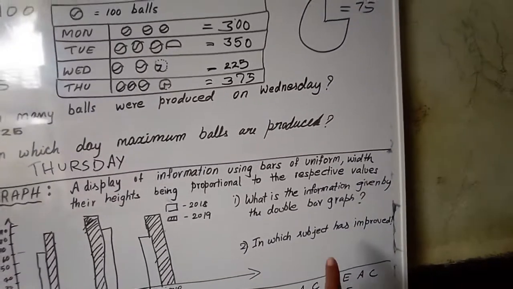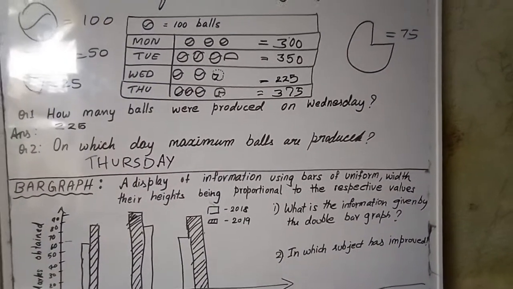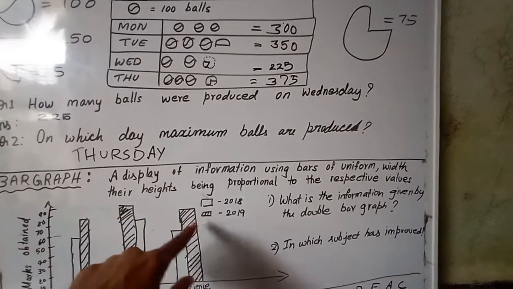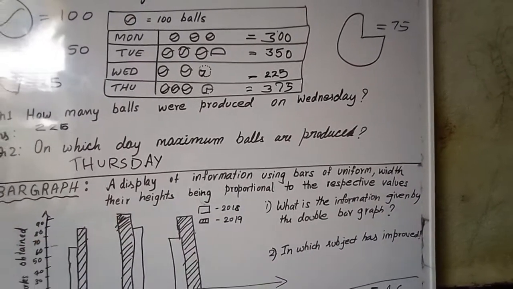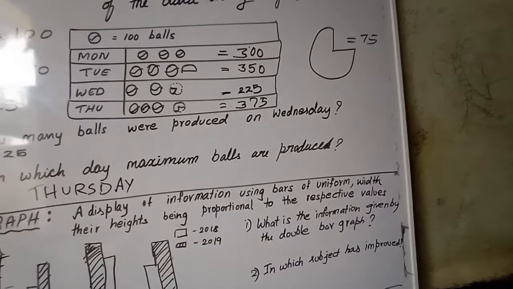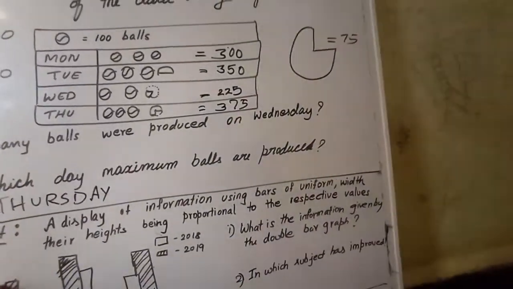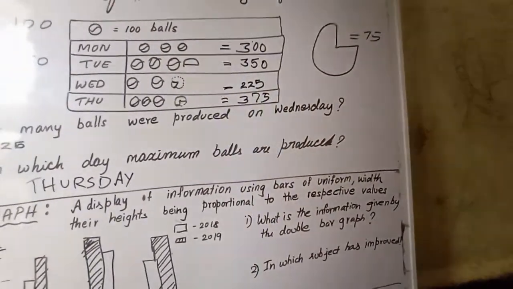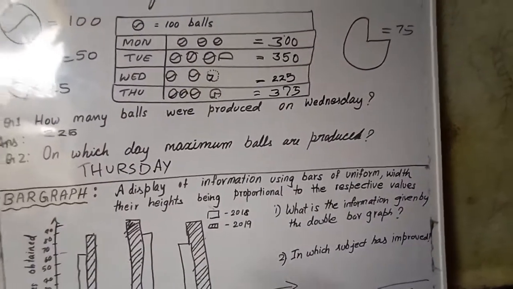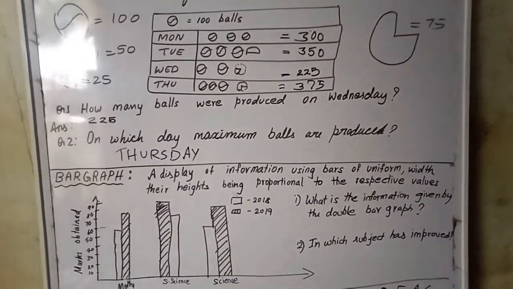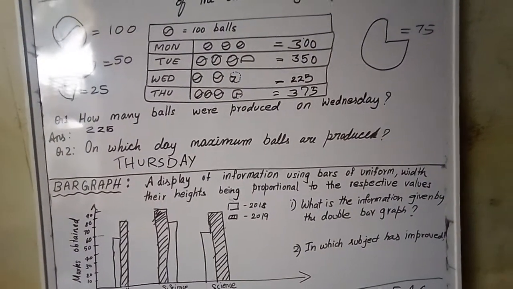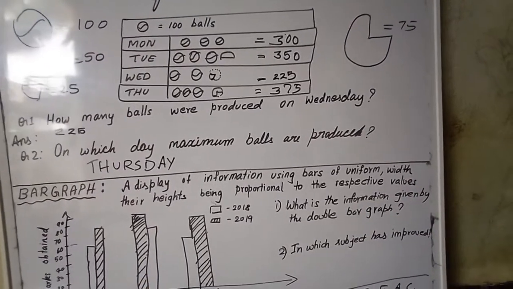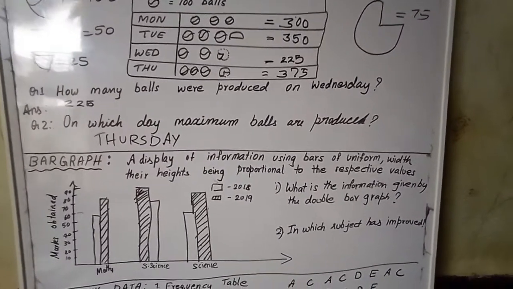In which subject has performance improved? In which subject can you see a lot of improvement? You can see that in maths, 60 was there, and in maths and science there is an improvement. But they may ask you in which subject the performance is very low in 2019. That is social science.